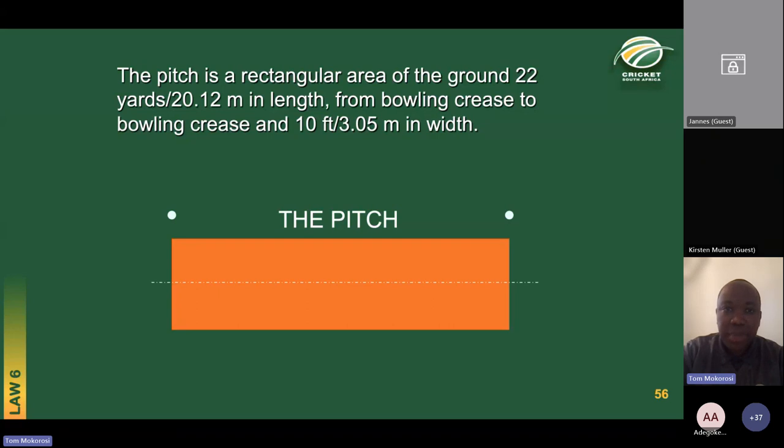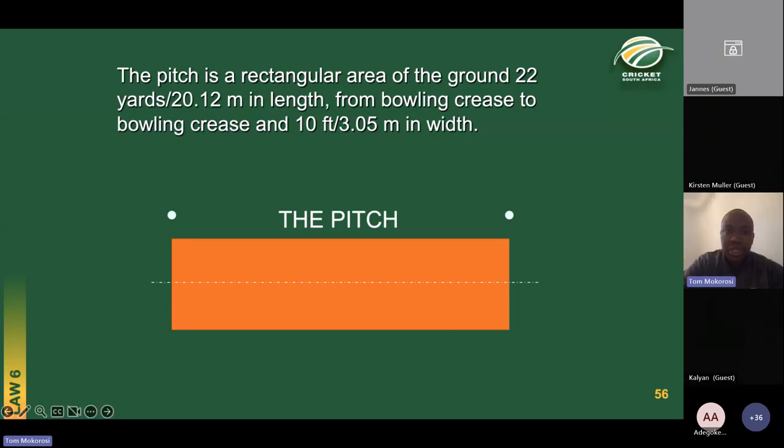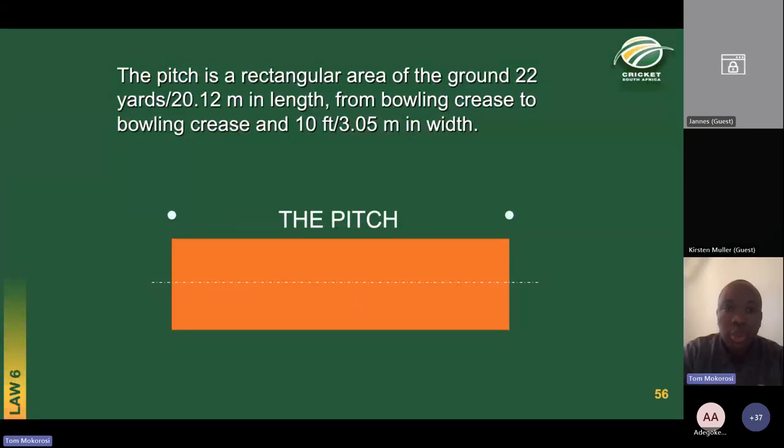What shape is a pitch? The pitch is a rectangular area on the field of play, which is measured 20.12 meters in length, from the bowling crease to the bowling crease. We measure it specifically from the middle stump to the other middle stump.